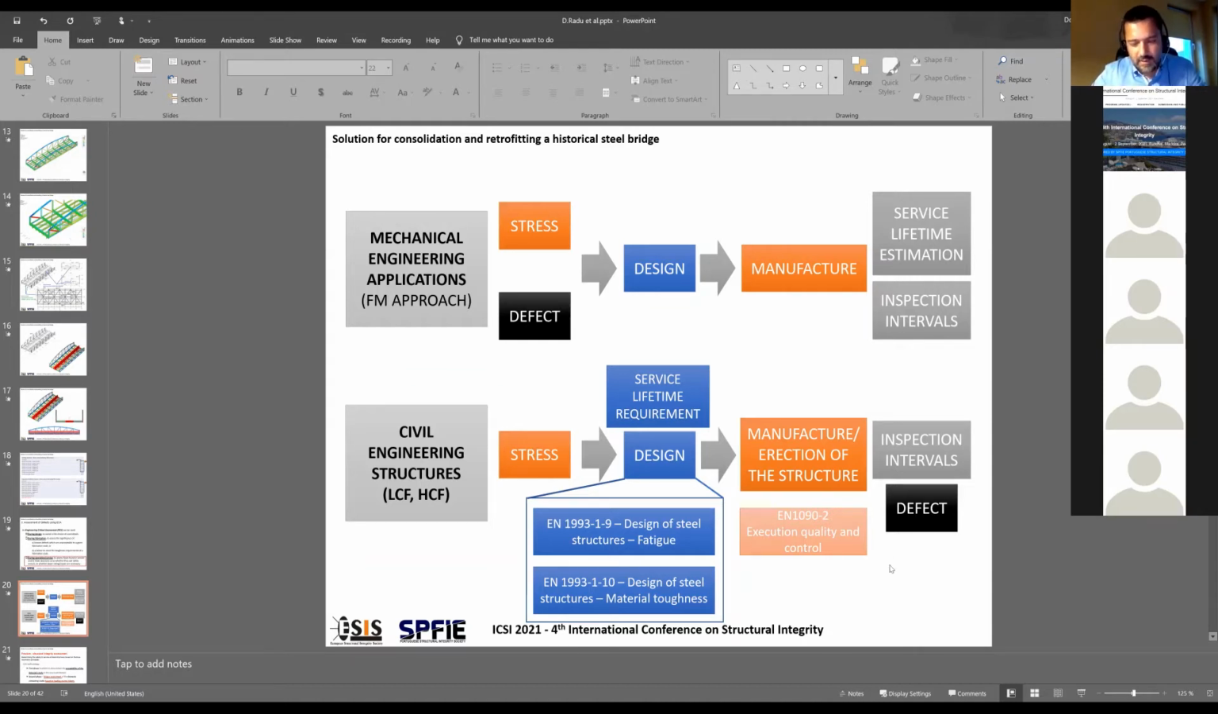Of course, we need to have the details respected as set by the norms, as for example the design of steel structures, material toughness, and design of steel structures, the fatigue, Eurocode type norms. And the defect is present in the last part, in the inspection area. So when we have the inspection done, we discover the defect, and of course, at that time we do need to have a solution.